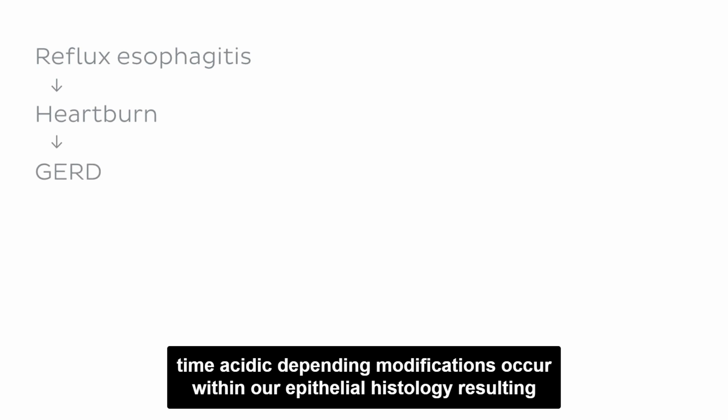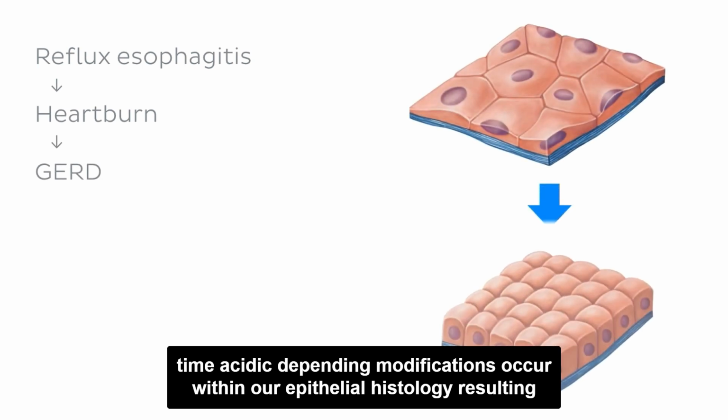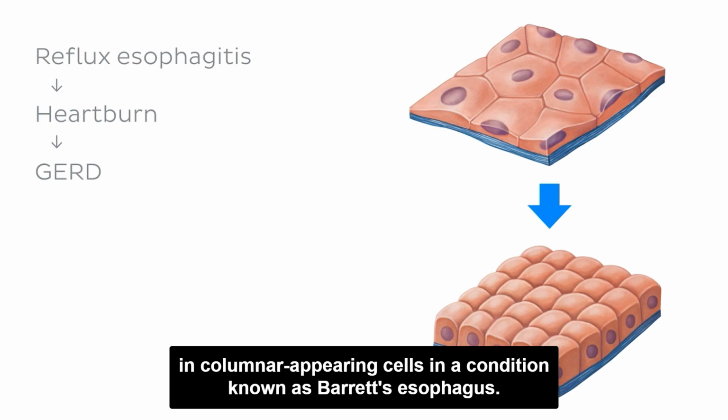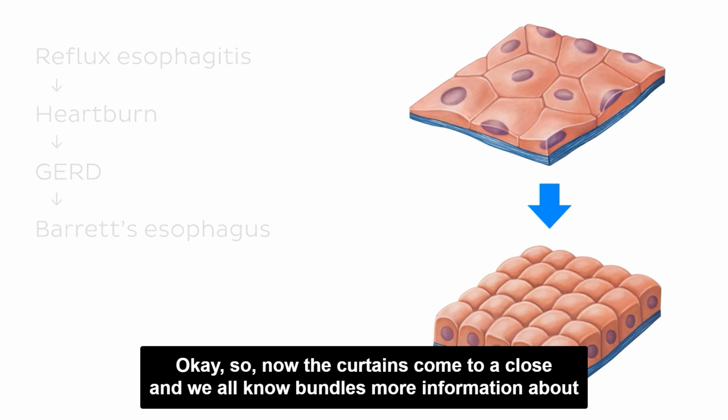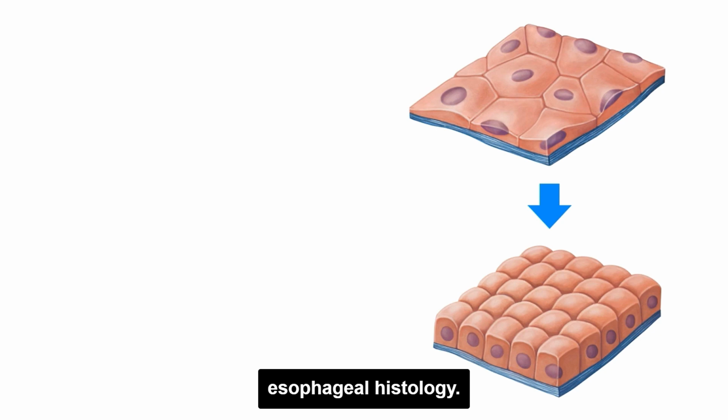Finally, we considered the significance of gastroesophageal reflux disease and how over time acidic-dependent modifications occur within our epithelial histology, resulting in columnar-appearing cells in a condition known as Barrett's esophagus. Okay, so now the curtains come to a close, and we all know bundles more information about esophageal histology.